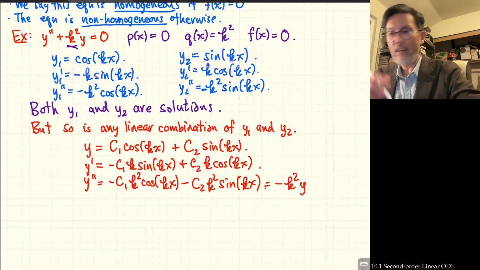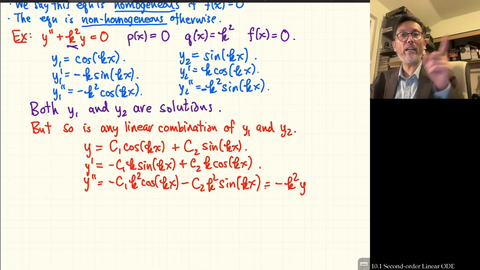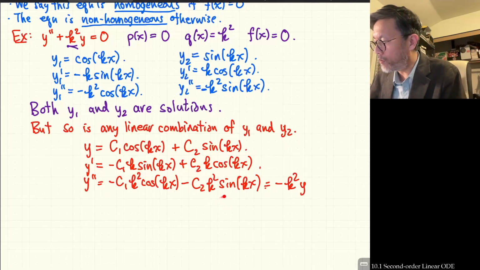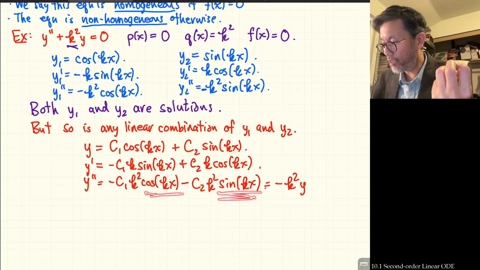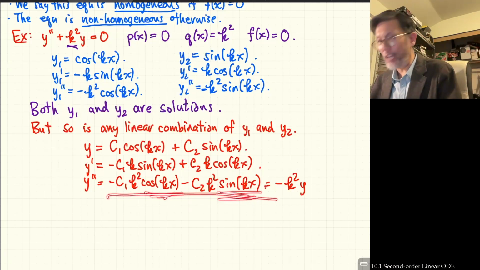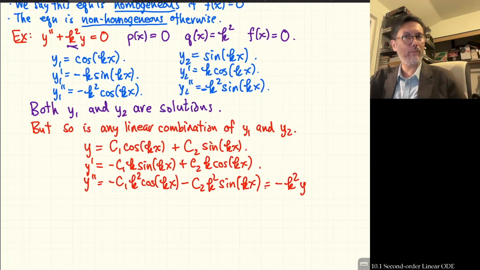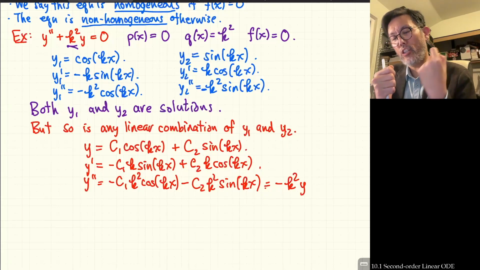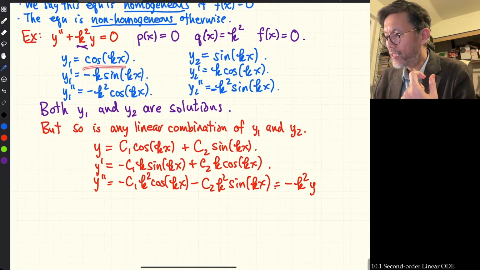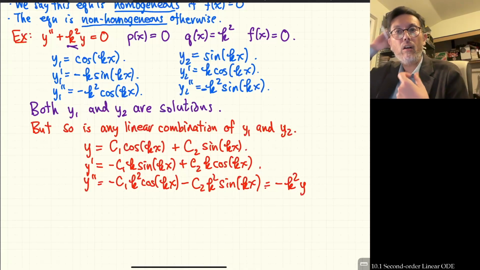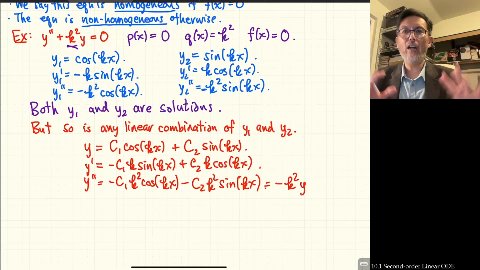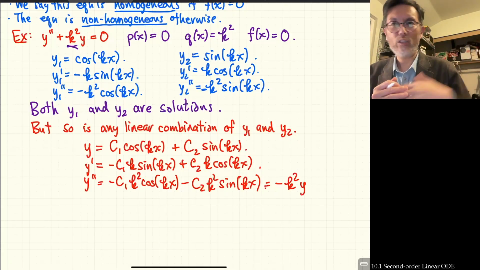But if it was, then what I described as a two-dimensional solution space would in fact be one-dimensional, because I could rewrite this sine kx as some constant times cosine kx. So this whole thing would just collapse into some constant times cosine kx. Do you see what I'm saying? So it's important to check that these two functions are not constant multiples of one another.